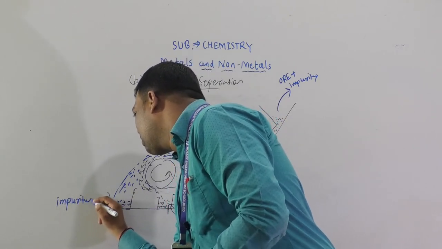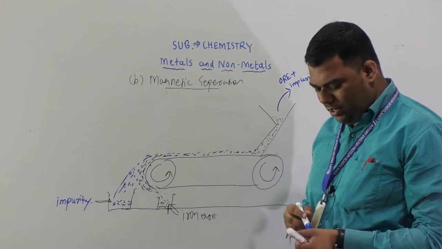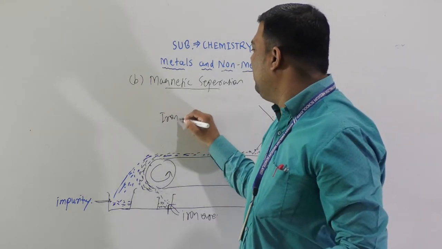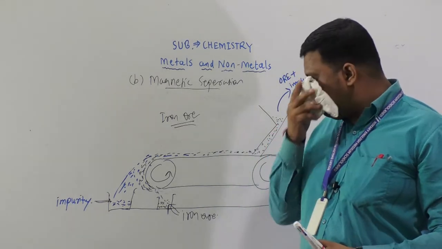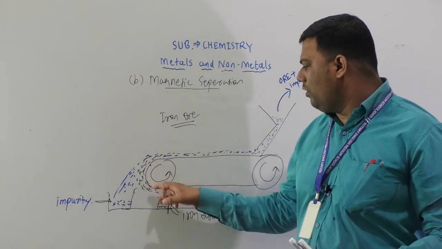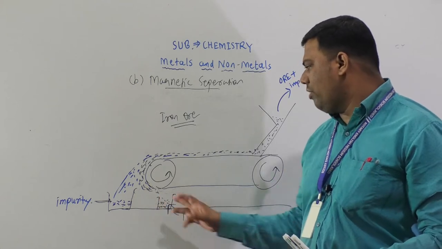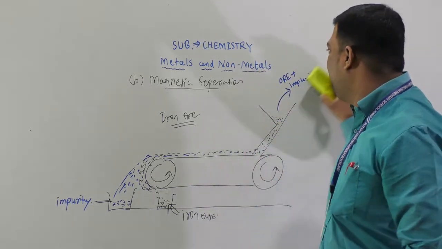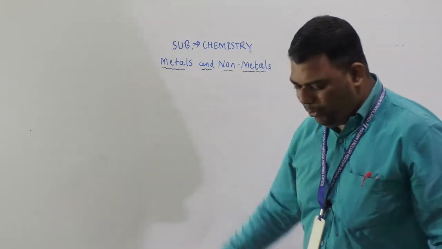So like that we can observe magnetic separation. For that we have to take specially iron ore. It is one of the physical methods; here no chemical is used, it is simply a physical method. Whatever is magnetic, the iron ore, is attracted by the magnet and then falls down. So we can separate iron ore and impurity. That is magnetic separation.